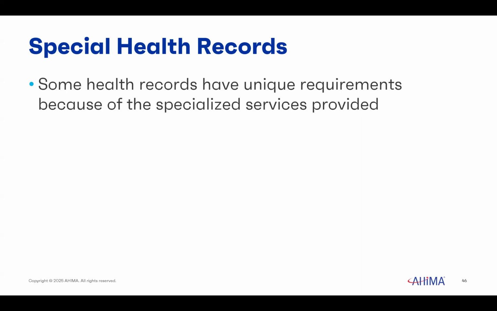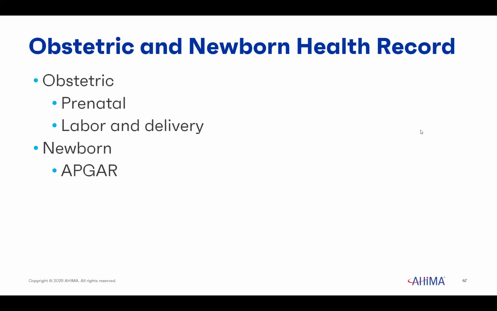And again, the health record content requirements will vary based on the setting. If you think about this, this makes total sense. Behavioral health or substance abuse facilities will have different needs than acute care hospitals. A lot of these will depend on the setting.